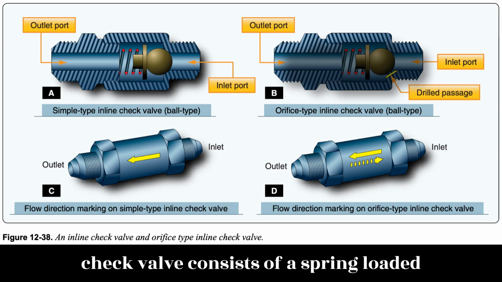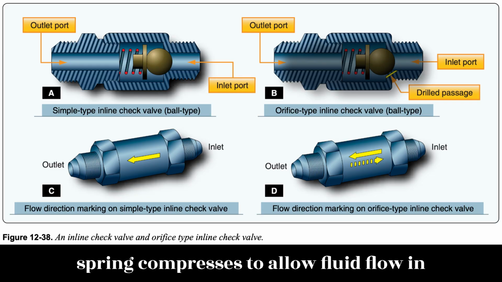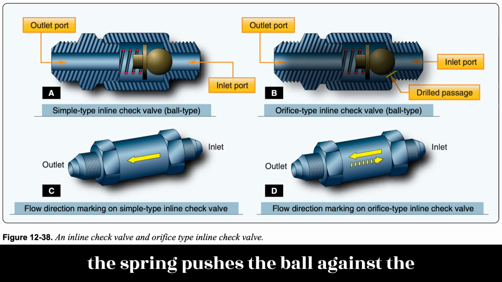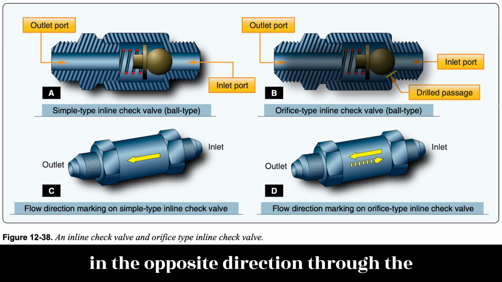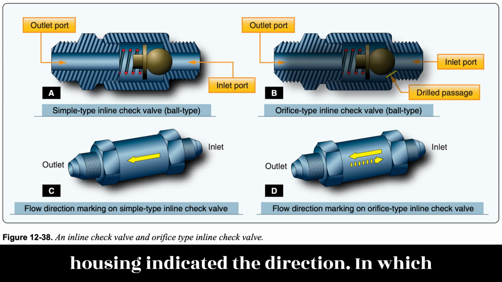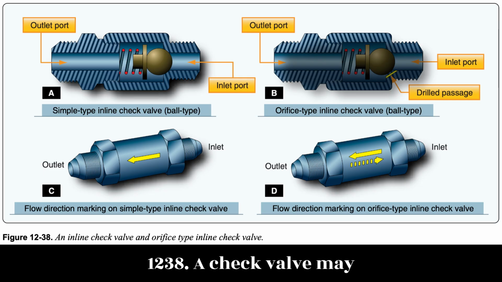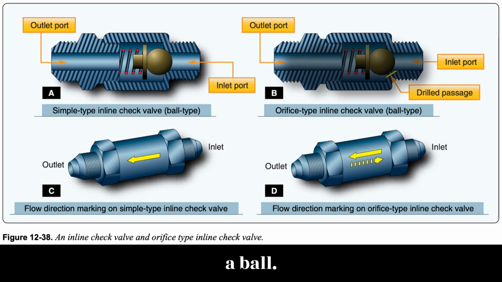A typical check valve consists of a spring-loaded ball and seat inside a housing. The spring compresses to allow fluid flow in the designed direction. When flow stops, the spring pushes the ball against the seat, which prevents fluid from flowing in the opposite direction through the valve. An arrow on the outside of the housing indicates the direction in which fluid flow is permitted. Figure 12-38. A check valve may also be constructed with a spring-loaded flapper or cone-shaped piston instead of a ball.